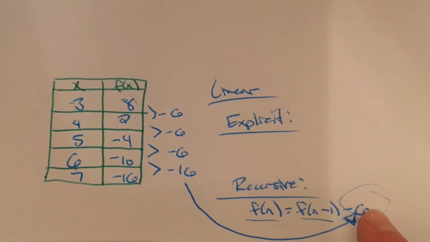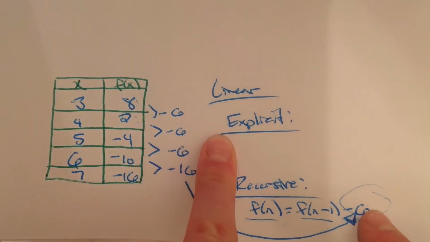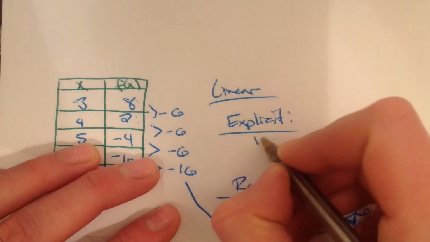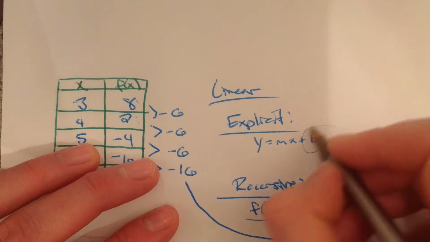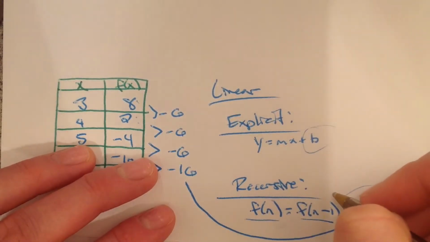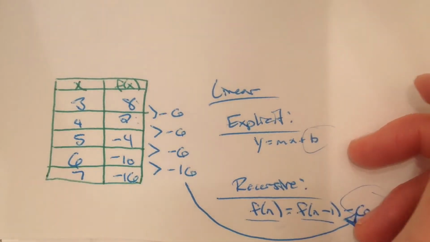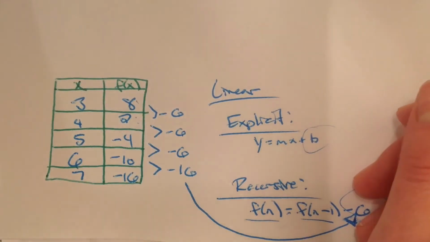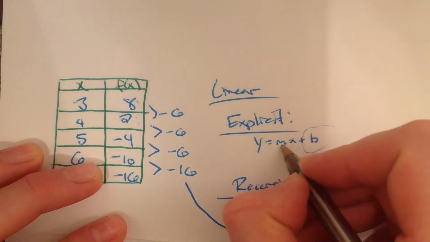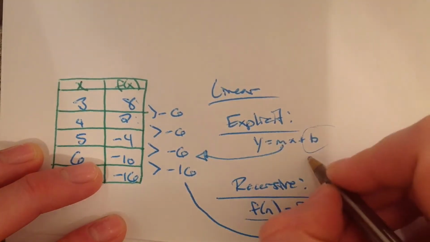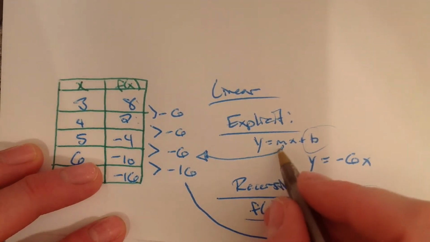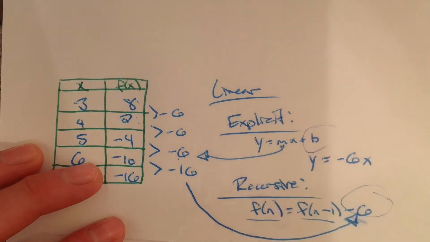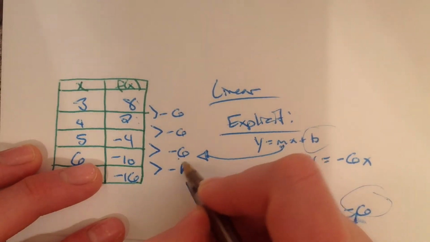That's what that means. Explicit, on the other hand, takes on a form like this, mx plus b. B is the y-intercept, the 0 slot, just like a was the 0 slot in the exponential functions. M is that change. So we automatically know we have minus 6x because the negative 6 is our m.